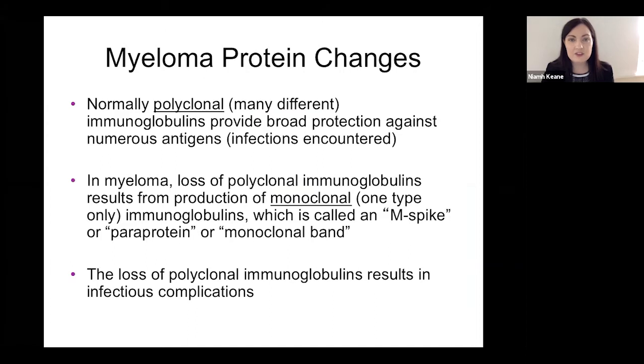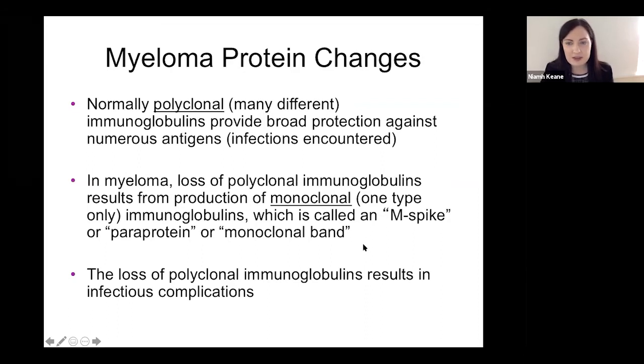So there are many changes that occur in the proteins in the body in multiple myeloma. As I said, we normally have a broad range of immunoglobulins or antibodies, and this is what we call polyclonal immunity. And this, in essence, means that every infection that you've ever encountered is represented in one of the immunoglobulins or antibodies that is produced. In multiple myeloma, we lose these because this one monoclonal antibody takes over.